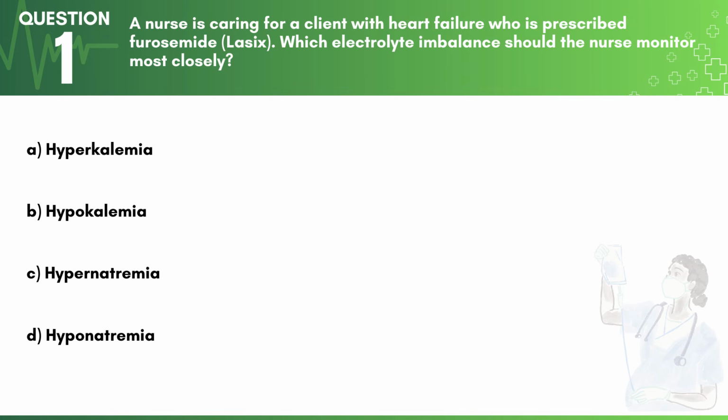Question 1. A nurse is caring for a client with heart failure who is prescribed furosemide, Lasix. Which electrolyte imbalance should the nurse monitor most closely? A. Hyperkalemia. B. Hypokalemia. C. Hypernatremia. D. Hyponatremia.